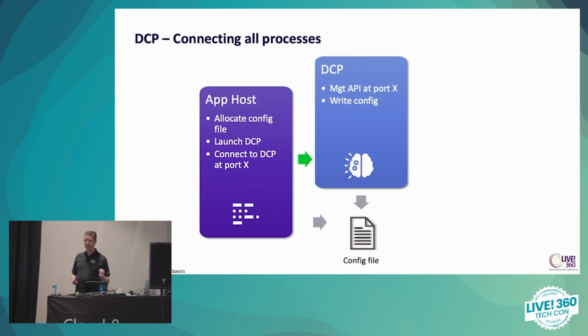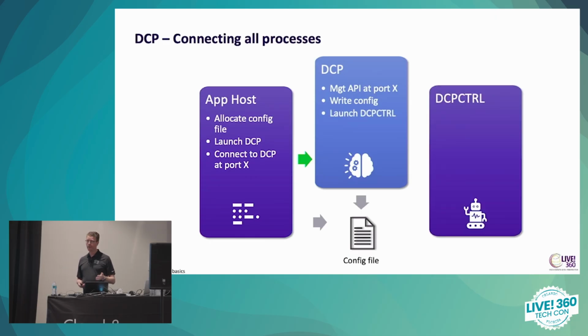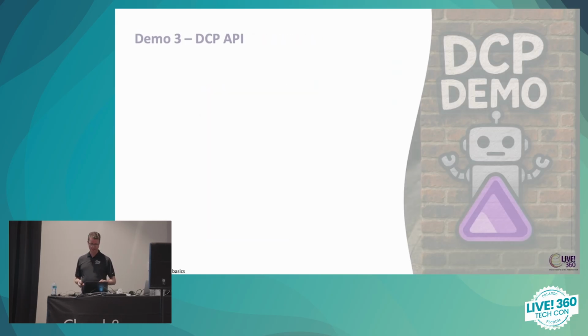Well, then, of course, we need the DCP control, which is the builder of the stuff, so it does the actual work of launching applications. So DCP will launch DCP control. It will say, here is the config file, and please connect to me whenever you get launched. So DCP control launches, it reads the configuration file, and it knows how to connect to DCP. And this way everything is now connected and we can start building the application.